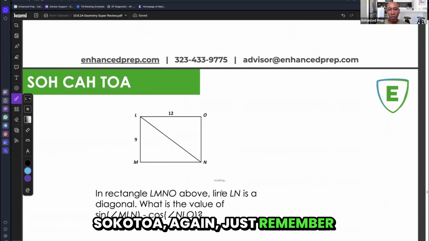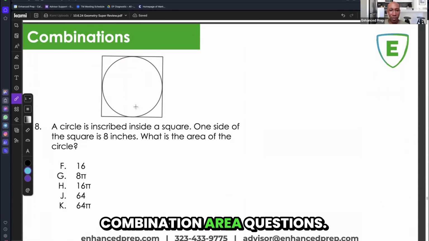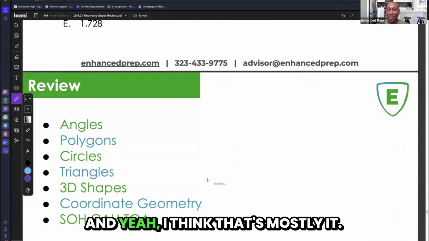SOHCAHTOA, again, just remember always set up your side lengths for SOHCAHTOA. Sometimes they're going to give you combination area questions. So you're just going to have to think about the area of both and then subtract. And yeah, I think that's mostly it.